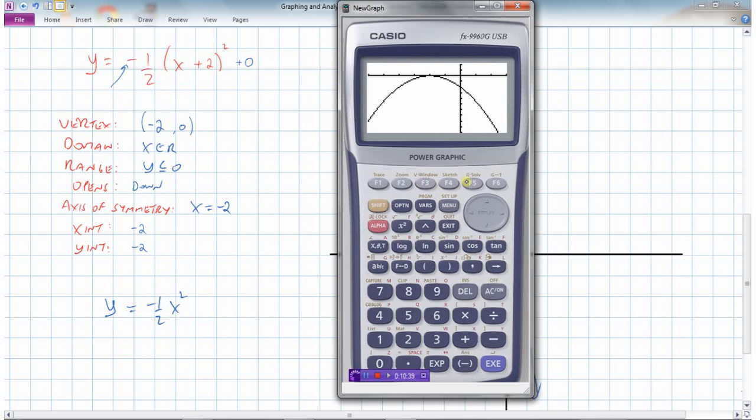And so if we wanted to find the roots, we can see we have an x-intercept of minus 2. And if we wanted to find the vertex, well, that's our maximum point in this case. So the vertex would be minus 2, 0. And if we wanted to find the y-intercept, we could hit F4, and it would tell us that the y-intercept is here at minus 2. So the graphing technology can find these things out for us as well.